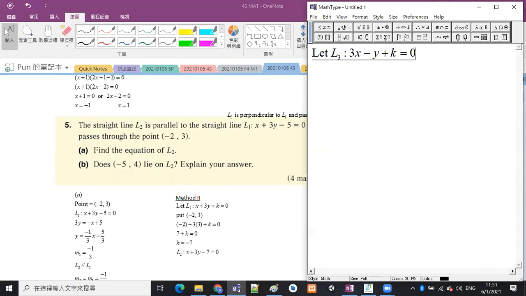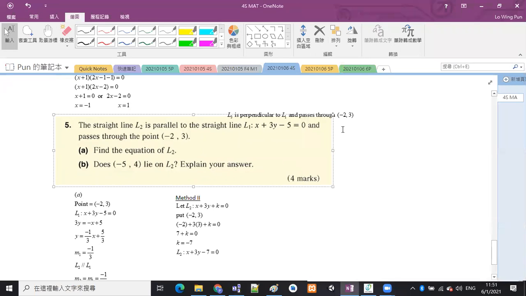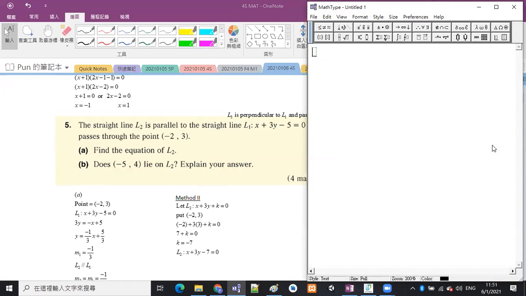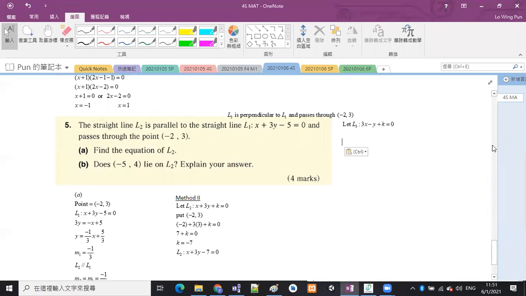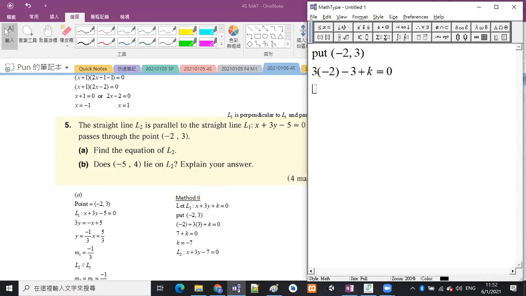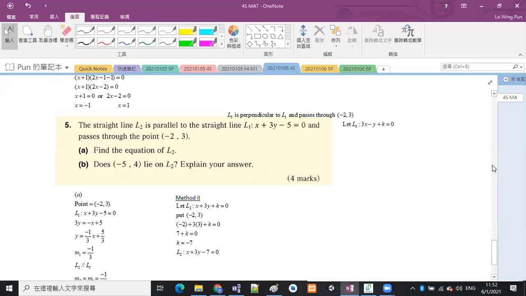我哋可以 let 個 L3 係，本身係 1x 加 3y，我哋調翻轉就係 3x 加 1y，3 同埋 1，不過個 y 變咗做減，其中一個變做減就得，然後加 k 等於 0。如果佢兩條係 perpendicular，你就咁樣 let。佢穿過負 2 3，我哋 put -2 3 into our equation, so 3 times -2 and then -3 plus k is equal to 0, so -9 plus k is equal to 0 and k is equal to 9, which means that L3 should be 3x minus y plus 9 equals 0. That is like this. It's okay?